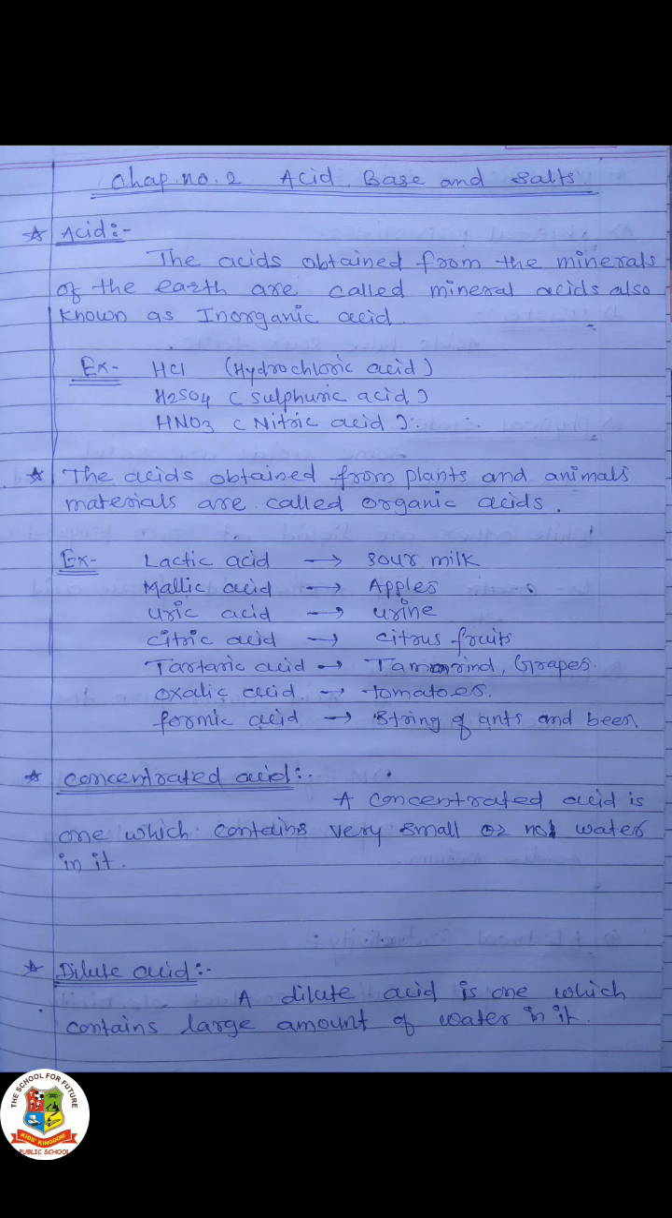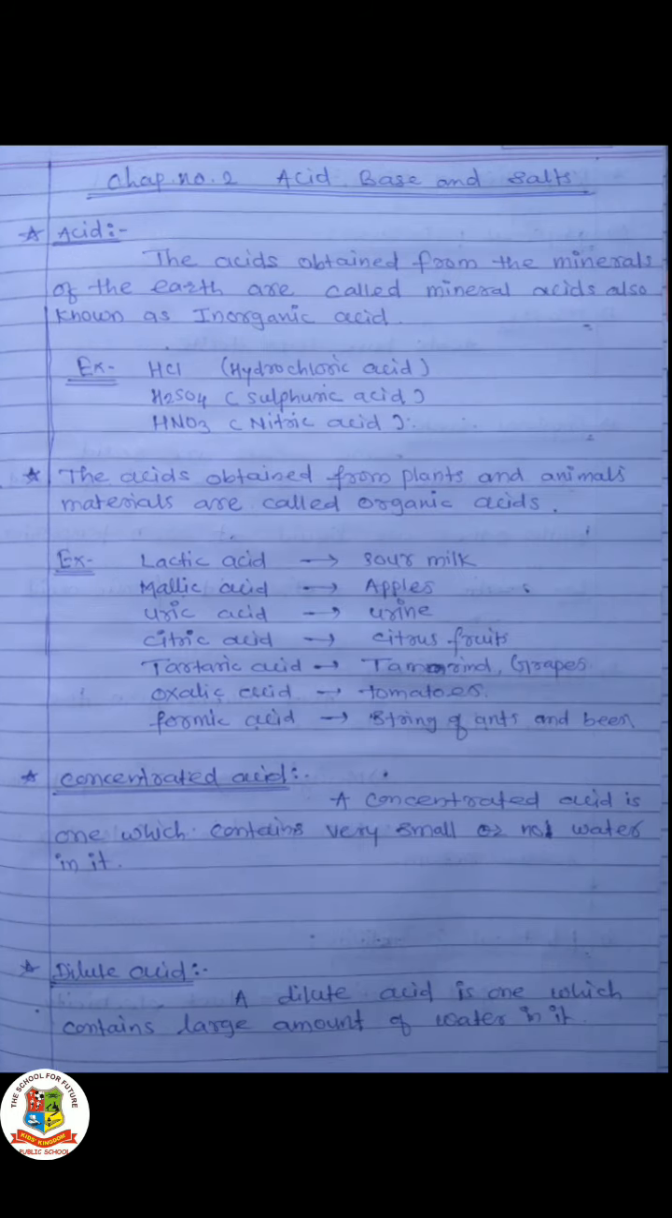And at that time it is called dilute acid. I hope that you understood about concentrated acid. Concentrated acid means the presence of water in a very small amount, or no water added in the acid solution. And dilute acid means that a large amount of water is present in the acid. Now we will see the properties of acids.